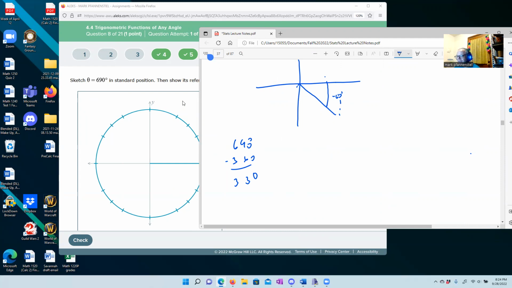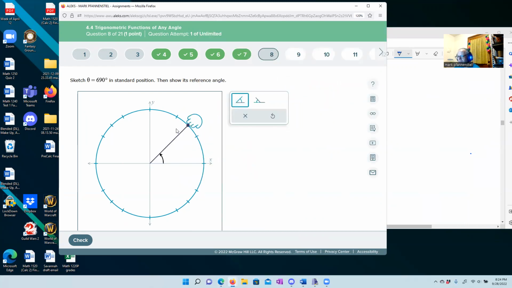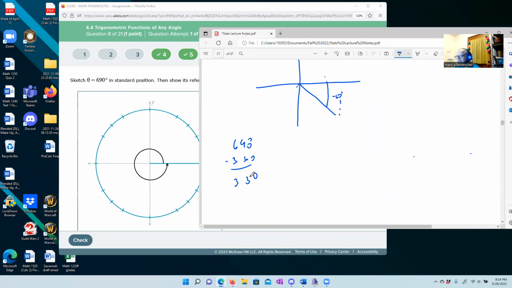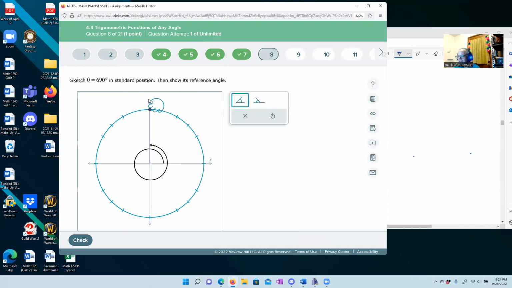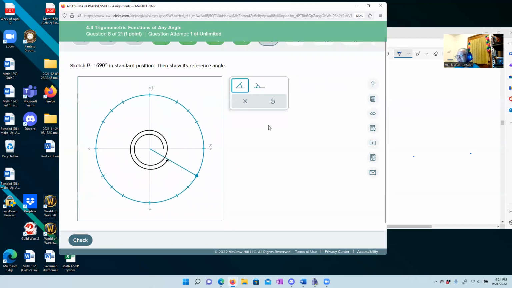So what we're going to do is go around the circle one time. That's 360. Okay, we're not done yet. We've got to go around another 330 degrees here. There's 90, 180, 270. Come on, keep going. And then 330. I think this will be 330. This 360 is very close to 330. Okay, and then our reference angle is just going to be right here. And so that's our reference angle. It's going from here to the nearest horizontal.